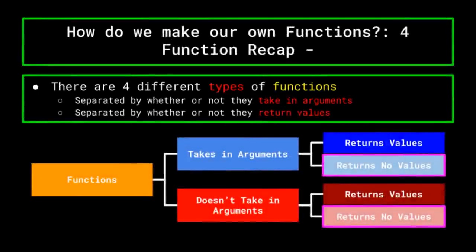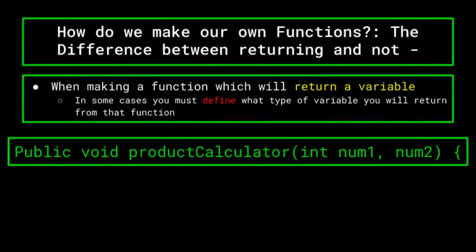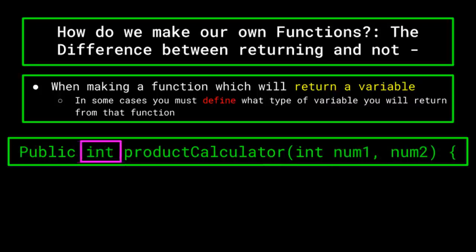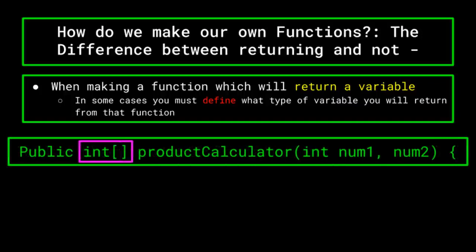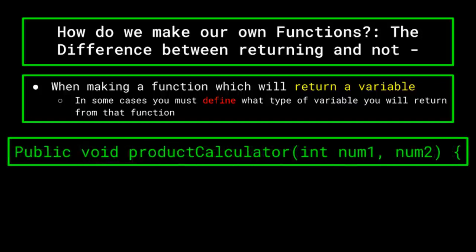So now that we've gone over how to make functions that don't return variables, we have to cover those that do. And we'll start with ones that don't take in arguments. Now the main difference between defining functions that return variables and defining ones that do not is that in some cases you have to specify that you want this function to return an integer variable. This is most common in Java, where you would replace void with int to tell the computer that you want this function to give you something back in the form of an integer. This works the same as if you wanted to return a string, char, or even an array. You simply replace the word after public with whatever variable you want to be returned by that function.